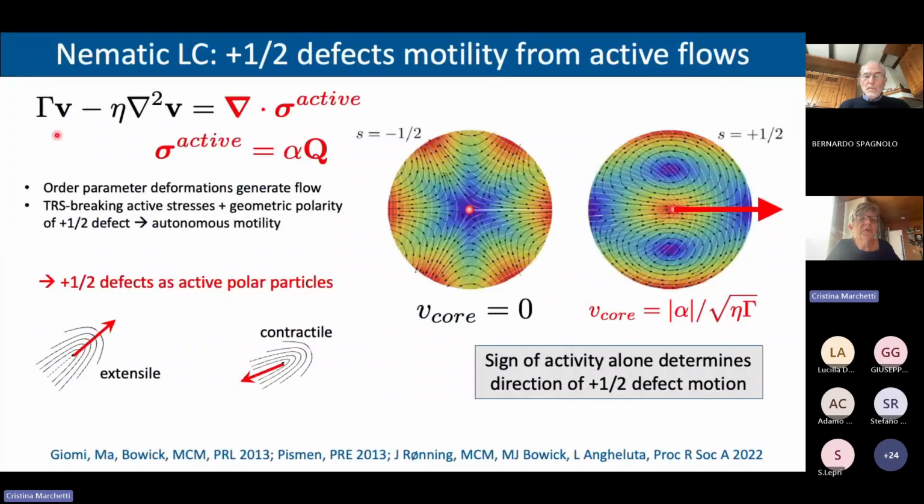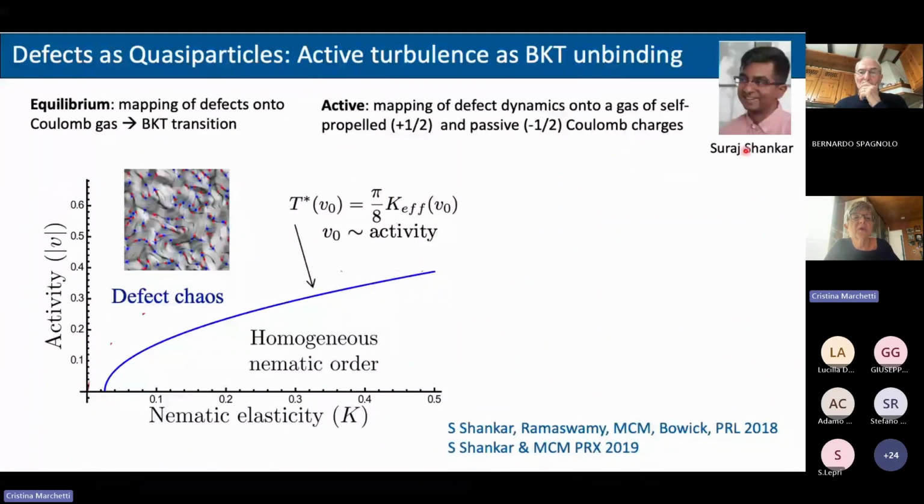So here, what I'm really doing is thinking of defects as sort of quasi-particles, as well established in equilibrium, where we use a description of defects as Coulomb charges to understand order-disorder phase transitions in 2 dimensions, as essentially coming from defect unbinding. In fact, you can go further, and this is actually the work that Suraj did a few years ago. As I mentioned, in equilibrium, you can actually map the defects onto a Coulomb gas, and that's how you formulate the theory of the order-disorder transition, known as the Berezinskii-Kosterlitz-Thouless transition.